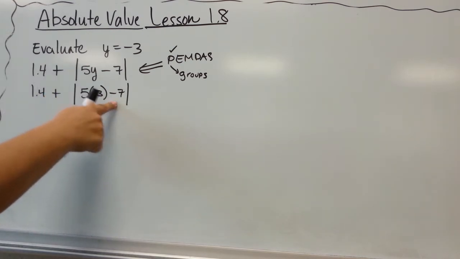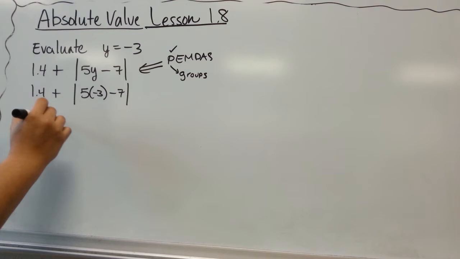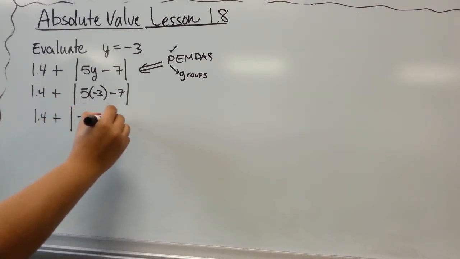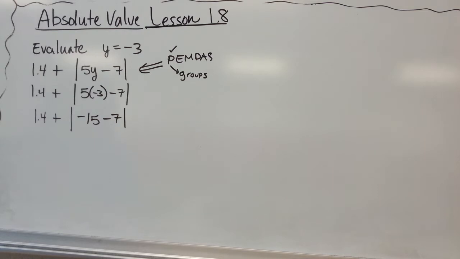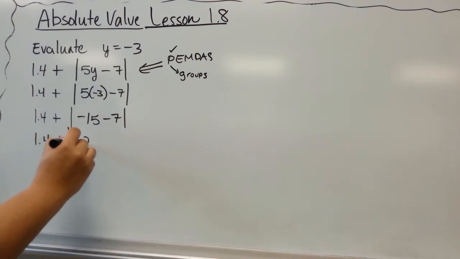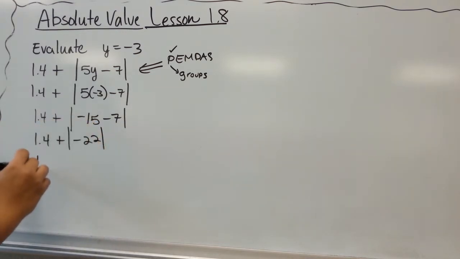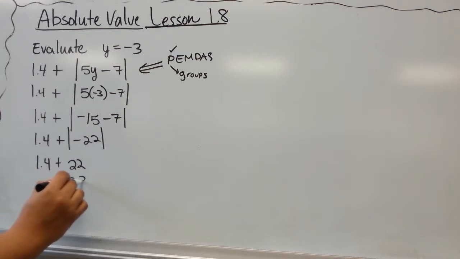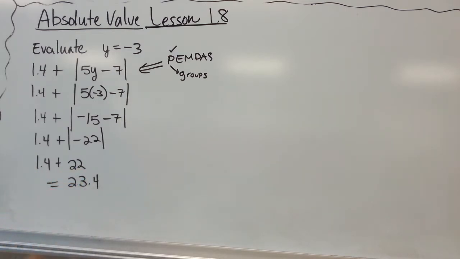We multiply before we subtract, so we have 1.4 plus the absolute value of -15 minus 7. We're still working with the absolute value bar, and you get -22. And what's the absolute value of -22? Notice that I'm keeping my plus sign. It is a positive 22. So your answer is going to be 23.4. Questions?